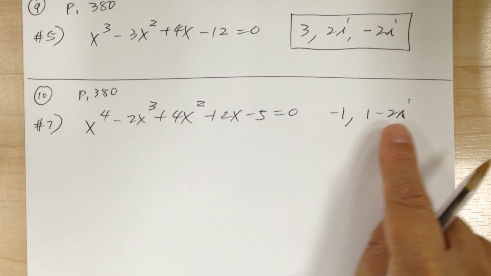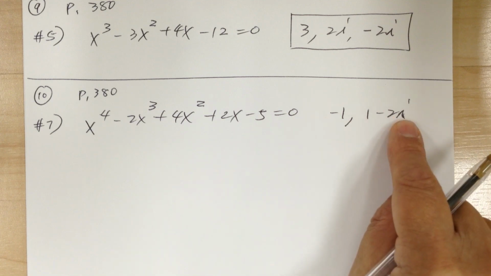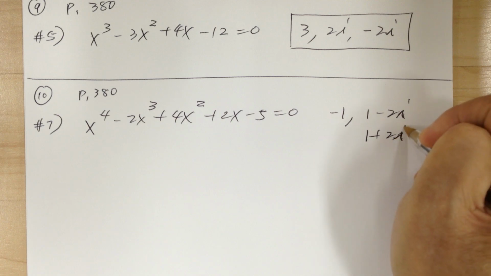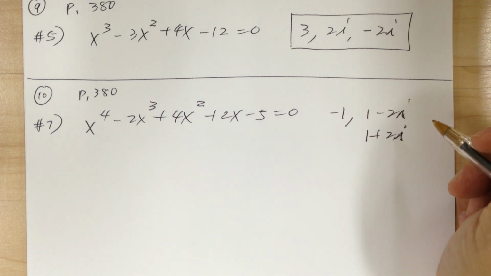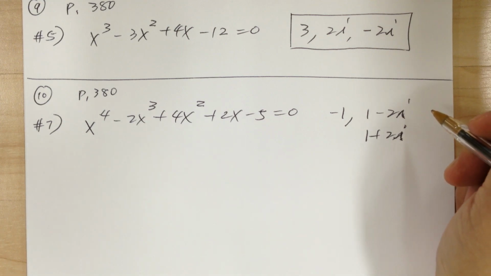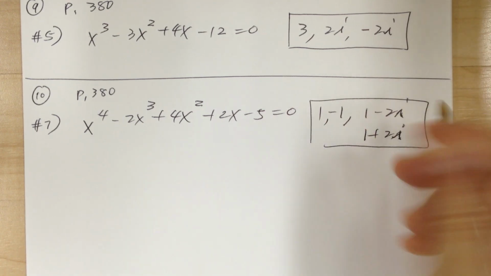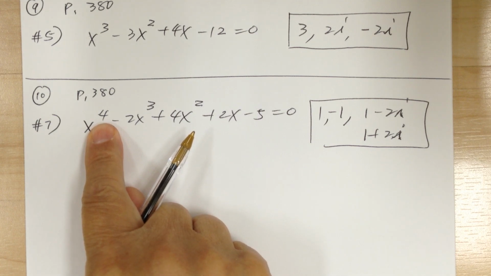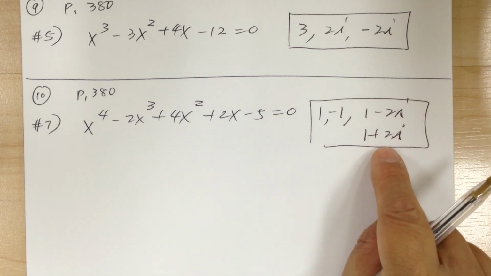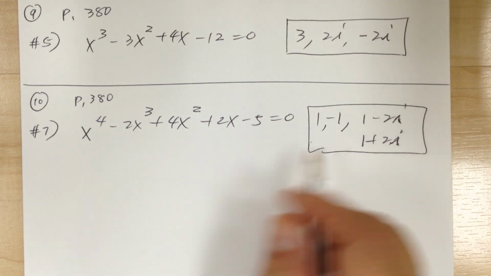Over here you got 2 answers, but right away you know that another answer you're going to get would be 1 plus 2i. Oh wait, we got another one. So that's it. Again, the 4th power will have 4 answers. They give you 3 already: 1, negative 1, and 1 minus 2i. So again, you must have a conjugate, and the one you're missing would be 1 plus 2i. That's it.